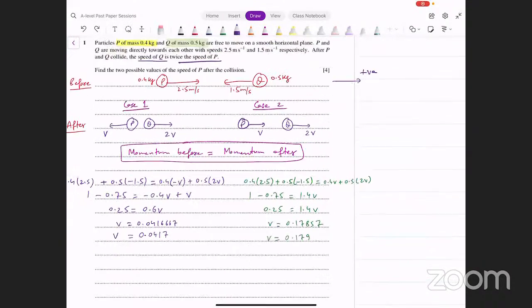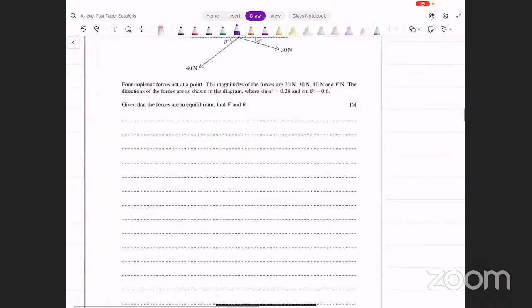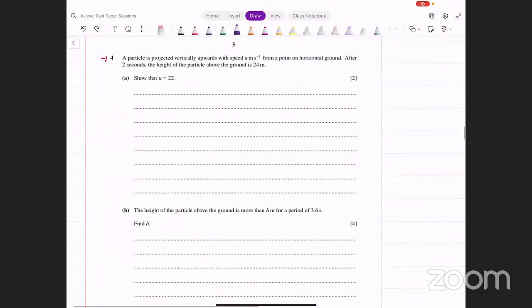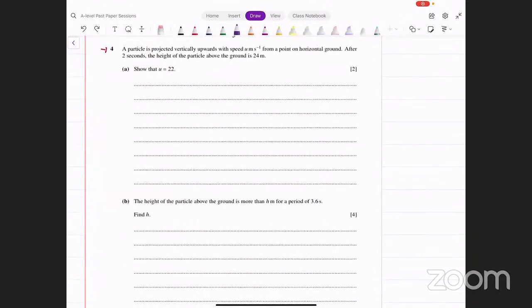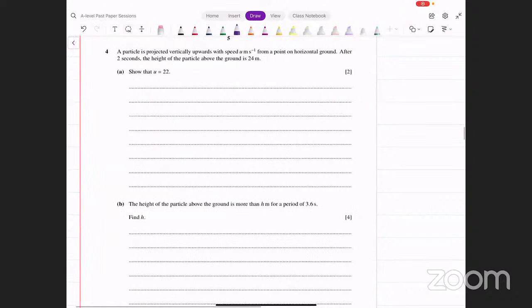Okay, let's move on. Next we want to do question number 2 is relatively easier, 3 is easier. Let's try question number 4. इसका part 2 जो है थोड़ा सा है, part 1 is relatively straightforward. Let's try that. Question number 4. Part A, show that u equals 20. अच्छा नहीं, पहले question तो पढ़ लें.